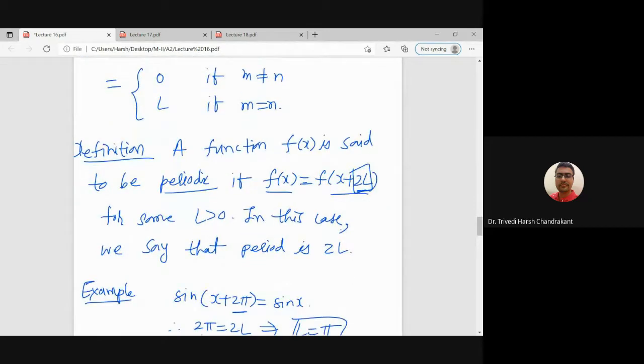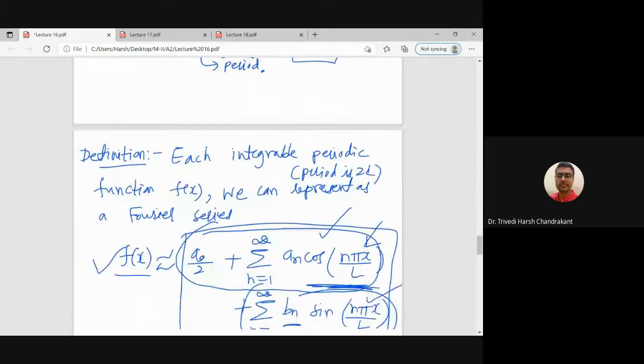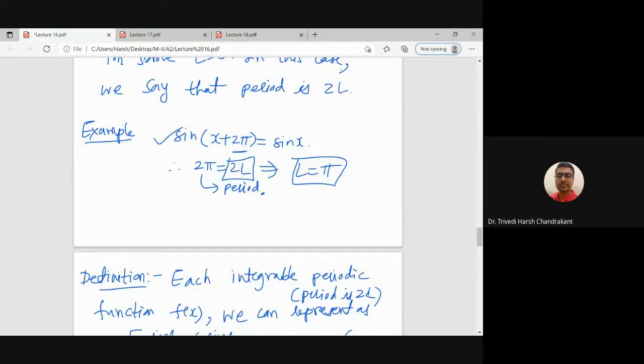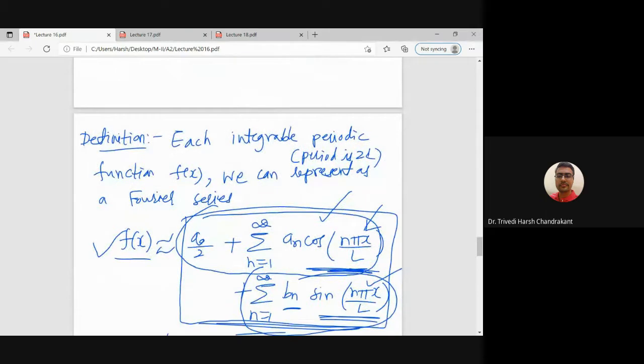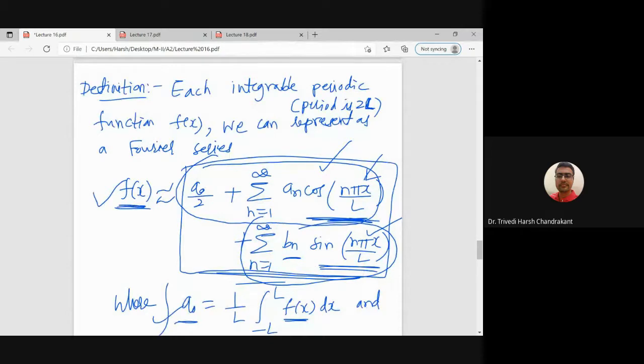And then we discussed periodic functions. We know the example of periodic functions, which are the sine and cosine functions, which have period 2 pi. So what is L? L is basically half of the period. We know that cosine and sine functions are integrable and their period is 2L. So whenever we have a function which is 2L periodic and also integrable, then we can expand that function in terms of cosine and sine functions.